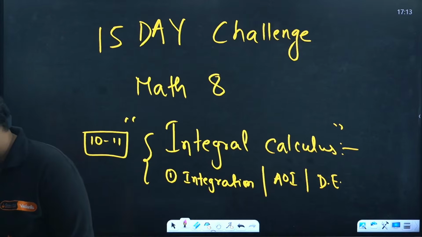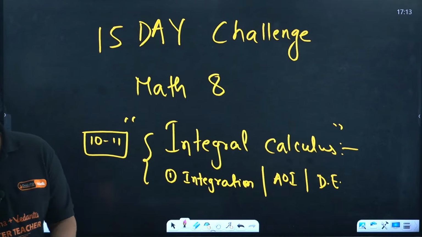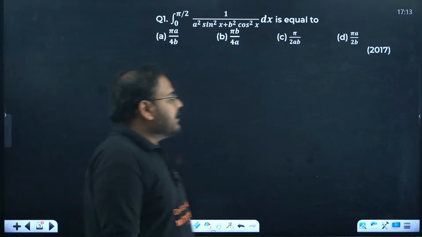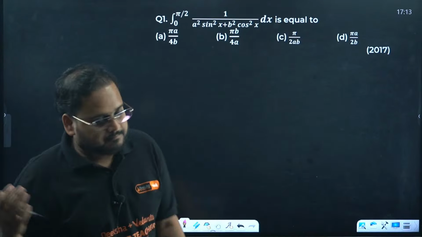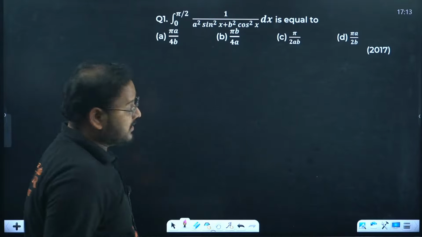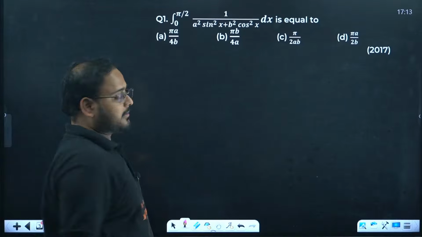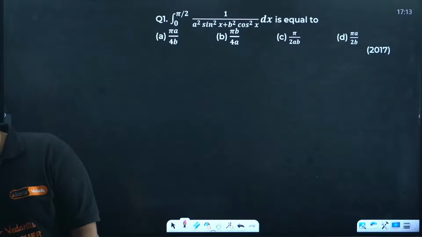So let's look at question number 1. I have question number 1 for all of you right here. Can anybody give me the answer? How would you solve it? What is the approach? We're looking to integrate the given function from 0 to pi by 2. One of the options is correct. Can anybody tell me the answer for this question?